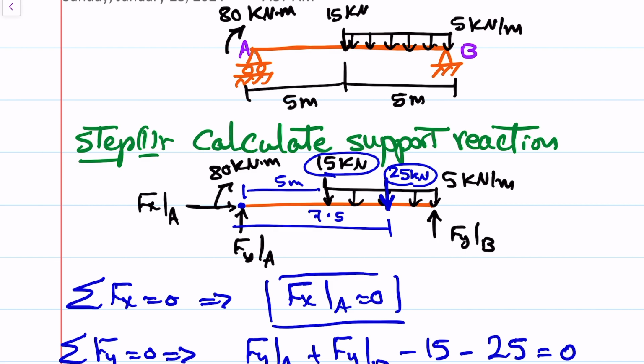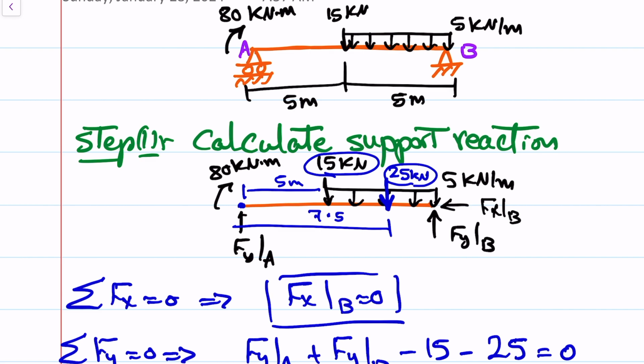We don't have an FXE because this is a roller support. We have FXB, not A. That's fine. This will not change anything. Just B instead of A.